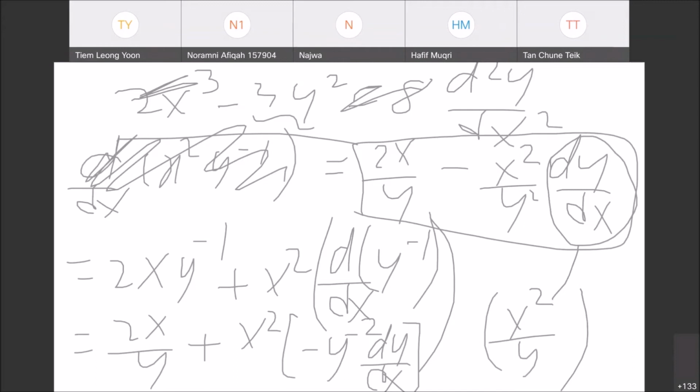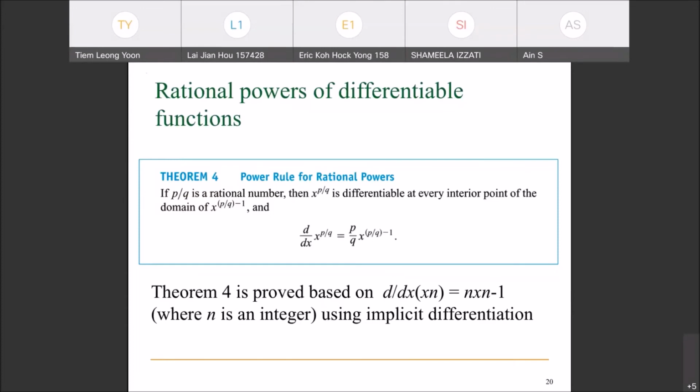So the next thing we are talking about is a new slide on Theorem 4, which is the power rule for rational powers of a differentiable function. It says if you have a variable x raised to the power of p over q, where p and q are just integers, so p over q is a rational number.